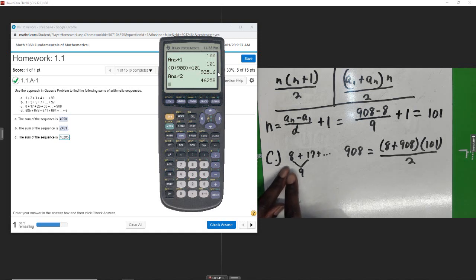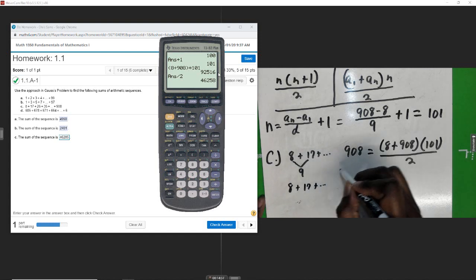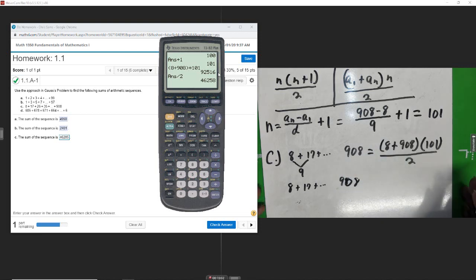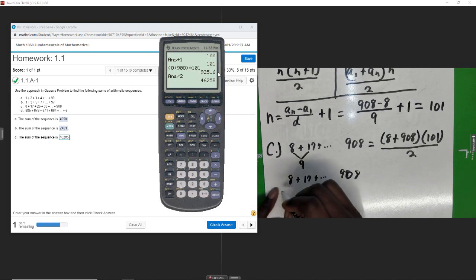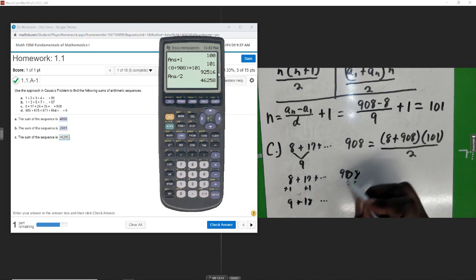So notice this pattern is counting by 9s. However, we don't start with a number that's divisible by 9. So I want to make this something that is divisible by 9. So if I take this and add 1: 8 plus 17 plus ... 908. If I added 1, kind of like I did in the other problem, this would become 9, this would become 18, and dot, dot, dot, this would be 909.